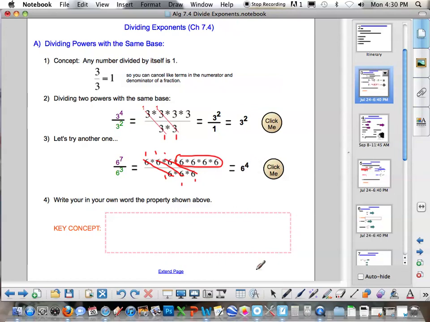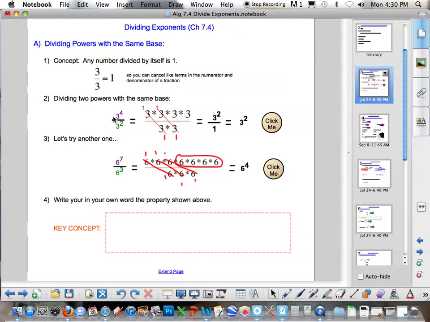Now hopefully we can see a pattern here. I have 4, 2, and I'm left with 2. I have 7 as an exponent and 3 as an exponent. I'm left with 4. Does anyone see the pattern that we should see happening here? A formula that we can write.